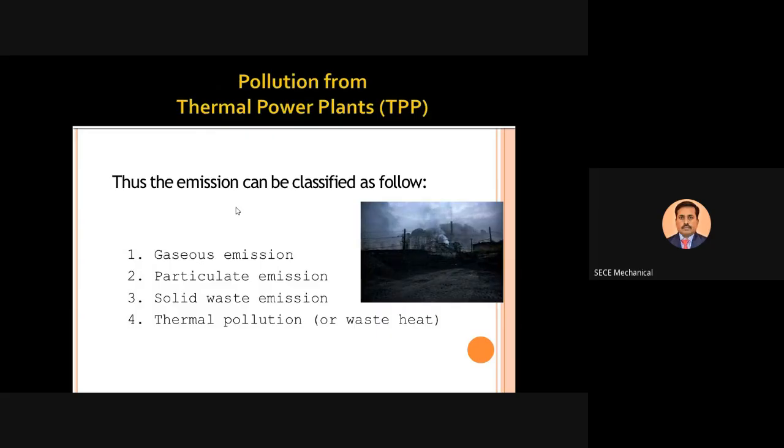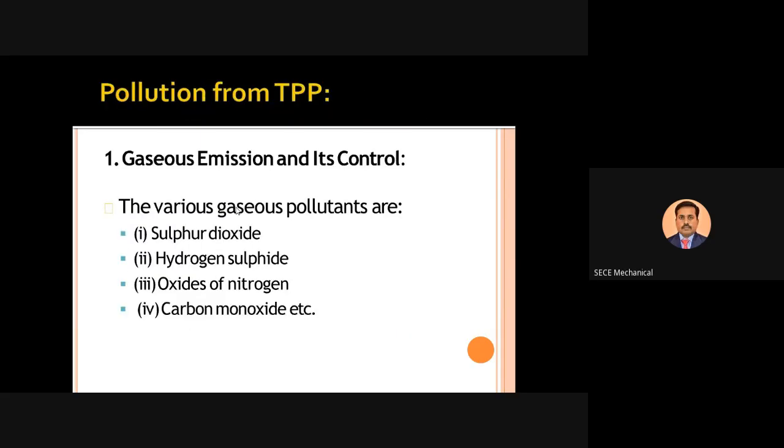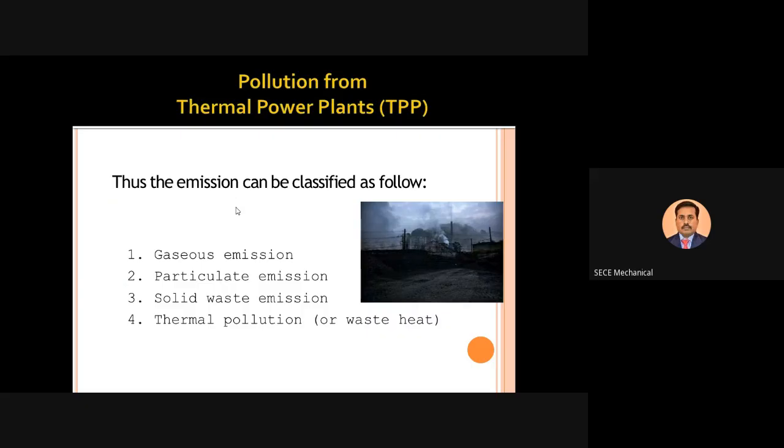So there are four different types of emissions that can be classified in a thermal power plant. One is gaseous emission, the second is particulate emission, the third is solid waste emission, and the fourth is thermal pollution. Gaseous emission means, as I already told, sulfur dioxide, hydrogen sulfide, oxides of nitrogen, carbon monoxide. These pollutants are very toxic, so we have to treat them. That is one way we can control the emission. This gaseous emission we have to control.